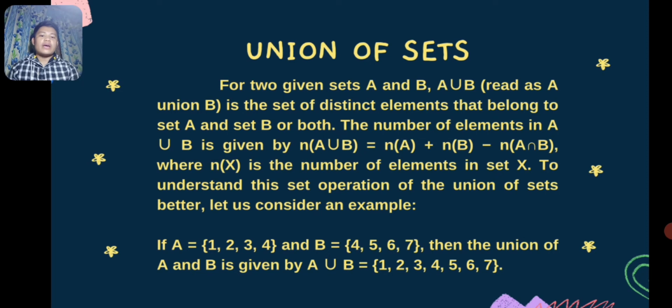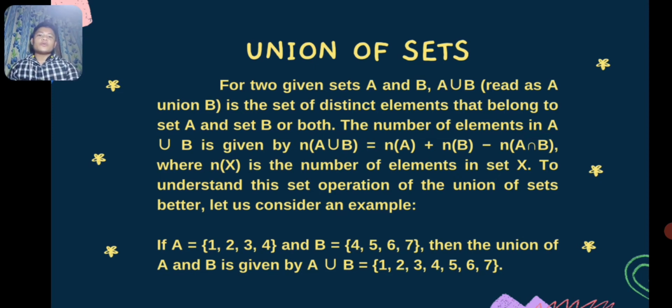In set A, we have the elements 1, 2, 3, 4. Whereas in set B, we have 4, 5, 6, and 7. Then the union of A and B is given by A union B is equal to 1, 2, 3, 4, 5, 6, 7. So how did we attain that answer?